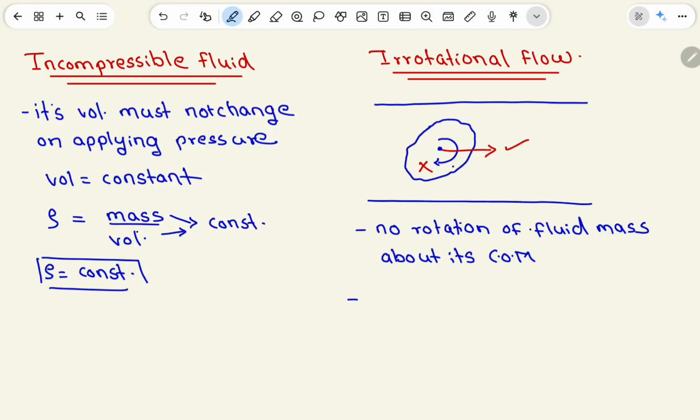We also define irrotational flow by saying that there should be no turbulence. So whenever turbulence occurs in any fluid flow, the tendency of the fluid to rotate about its center of mass increases. So there should be no turbulence for an irrotational flow.